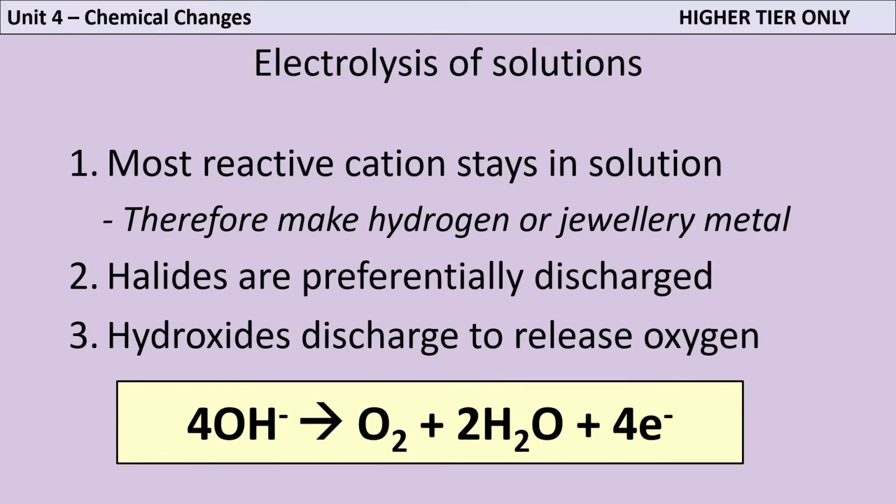Now, there is one half equation I would definitely recommend memorising, and it's this one, because it's probably the only one that, even if you are quite good at chemistry and feeling quite confident for the exams, I wouldn't trust yourself to remember under pressure in an exam. So 4 hydroxide ions, when they discharge, produce 1 molecule of oxygen, 2 molecules of water, and 4 electrons. Okay.